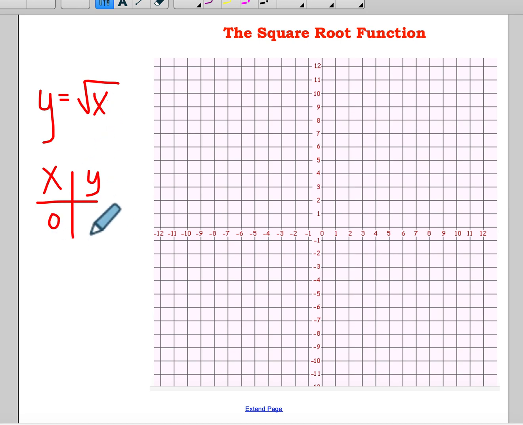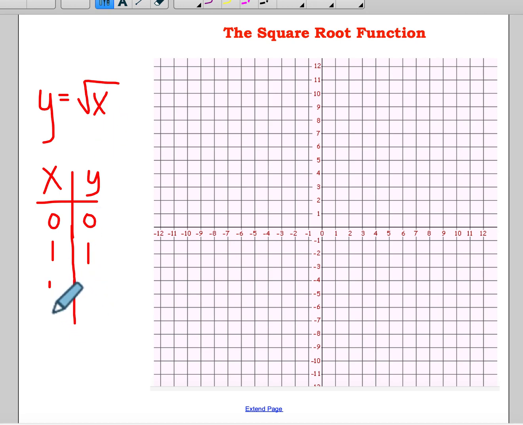The square root of 0 is 0. And then you want to be creative with the numbers you pick here, because it's easier to pick perfect roots. You can work with non-perfect roots, it's just hard to figure out where they would be for y's. But like 1, the square root of 1 is 1. I wouldn't use 2 because I don't know what the square root of 2 exactly equals here.